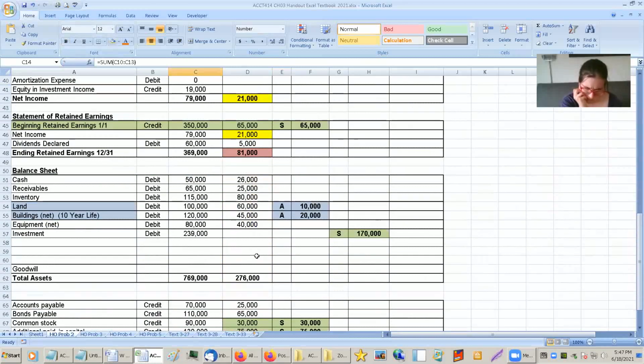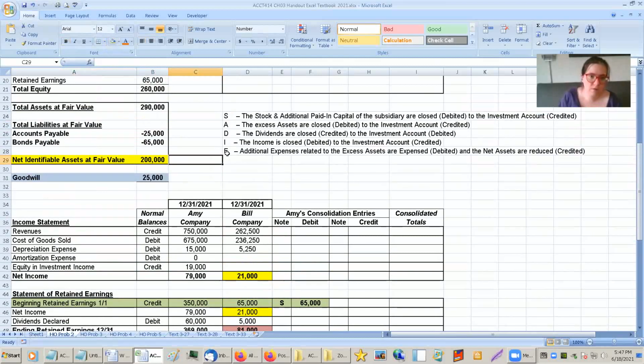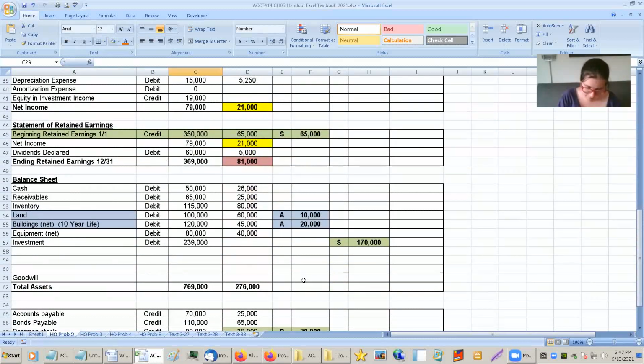Let's see. Do we have goodwill? Yep. We have goodwill. You know what I should do? I should make this the same as the other edition. Oh, that's right. It's literally written on my paper, but I was like, no, we couldn't possibly have goodwill. Okay. Yep. 25,000.